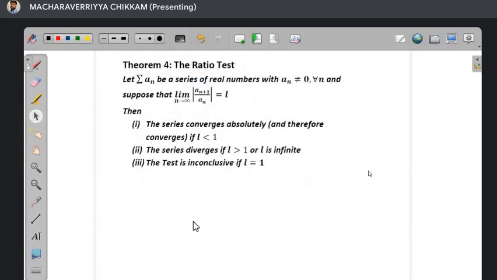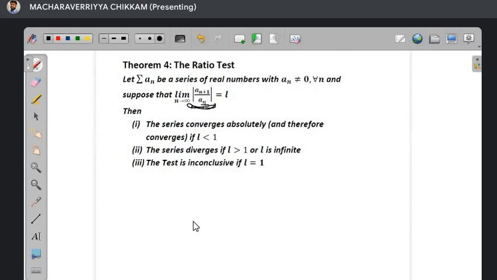So here we can see the ratio test for alternating series. Whether it's alternating or any series, we can apply this ratio test. But how we need to apply it here is, we need to take the absolute value of the ratio. It's not just the ratio. Because if an is positive, then definitely the ratio is going to be positive. No issue in that case.